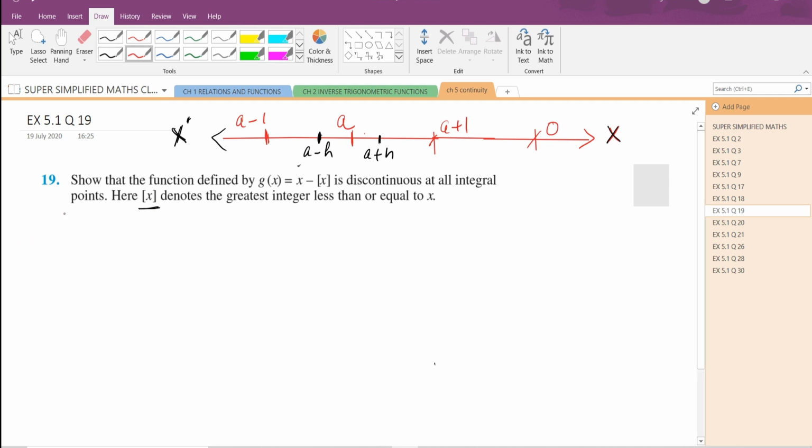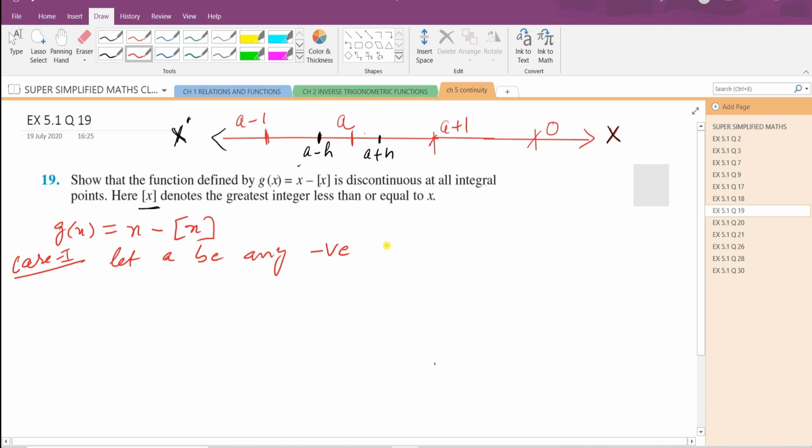Now the given function is x minus greatest integer function of x. Since we have to prove this function to be discontinuous at all integral points, and we have three types of integers: negative integers, 0 and positive integers, let us take them one by one. Case 1, let a be any negative integer. So let us try to check whether the function is continuous or not at the point a. So here we have to find out the left hand limit of the function at the point a, which is limit h tends to 0 f of a minus h.